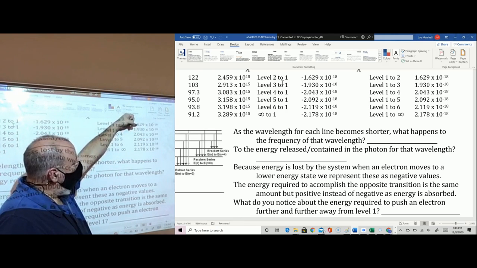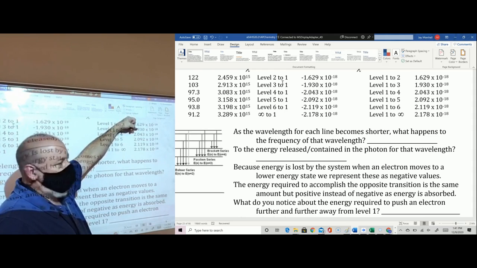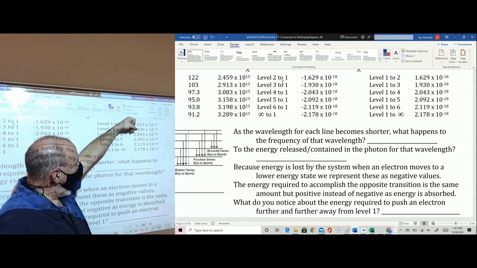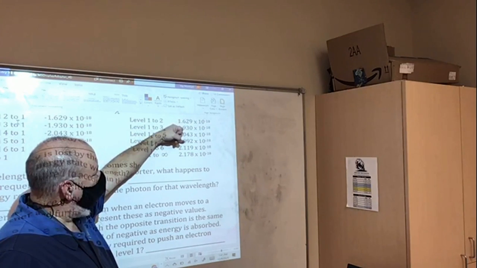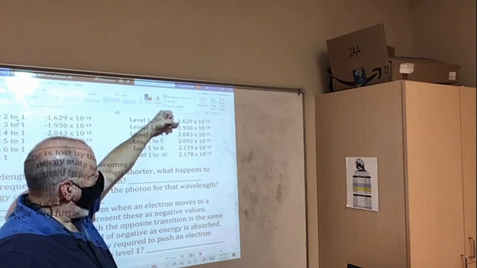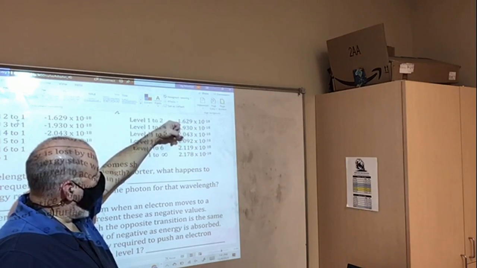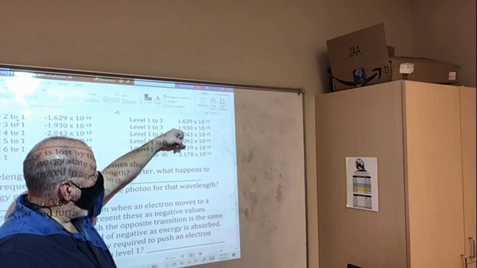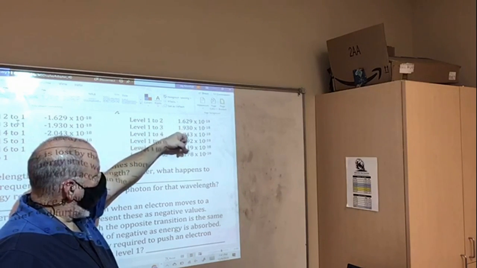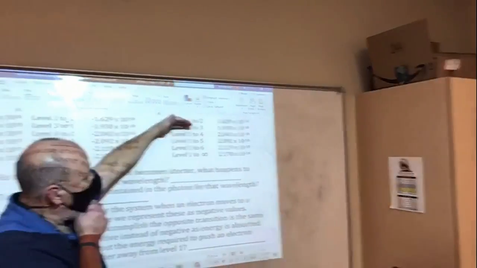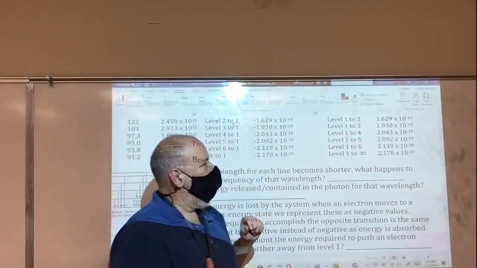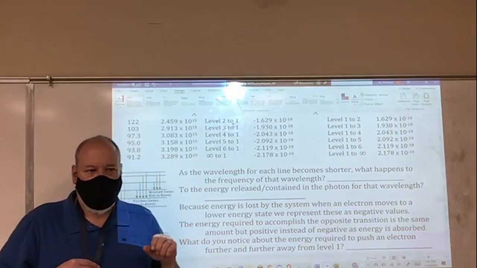From here to here, I gain about 0.3 times 10 to the negative 18th joules, right? If I go from here to here, I gain about 0.15 or 0.11. If I go from here to here, I gain about 0.5. If I go from here to here, I gain about 0.2. If I go from here to here, I gain less than 0.1. So the amount of energy that is required to go to the next level decreases.